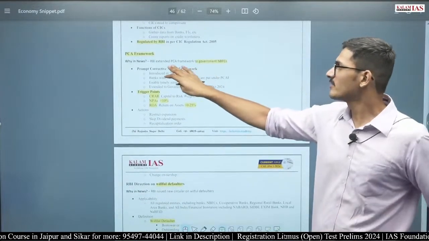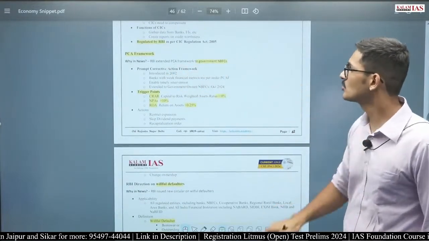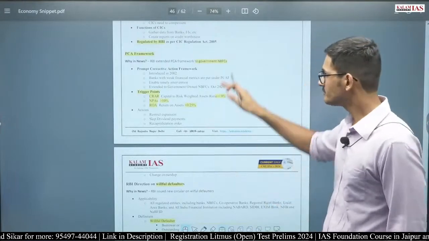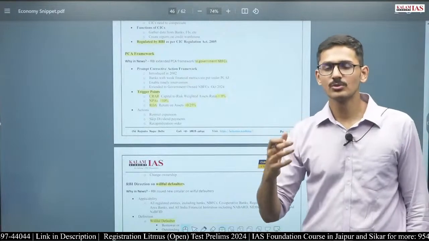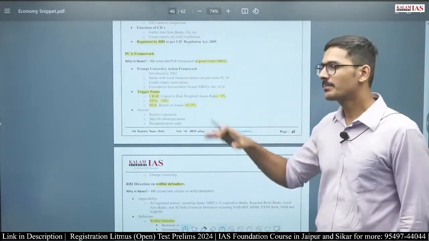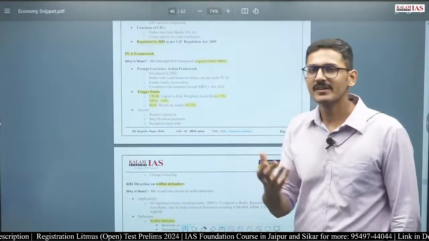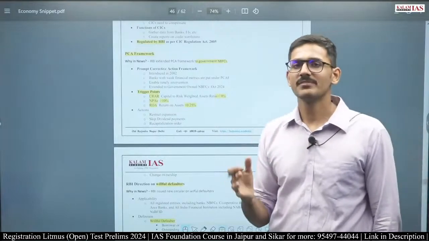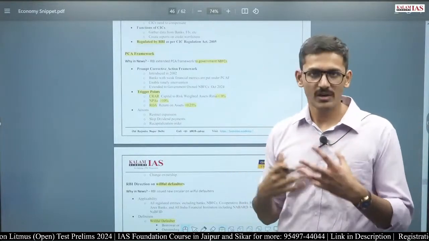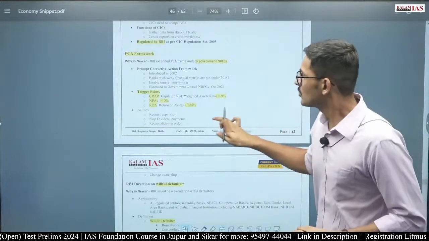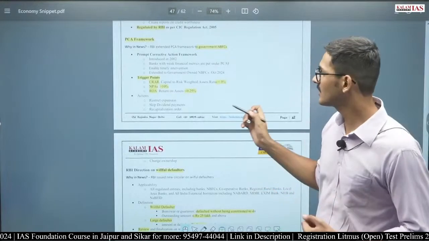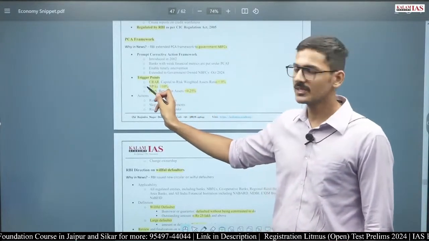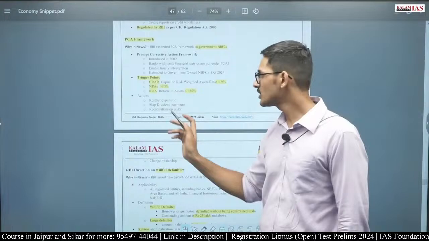Prompt corrective action framework: RBI extended the PCA framework to government NBFCs. The PCA framework was introduced in 2002, and it is a measure where banks with weak financial metrics will fall under the PCA framework, and the RBI will try to revive that particular bank. So what are the triggers for any bank to fall into the PCA framework? There are three triggers: capital to risk weighted asset ratio, non-performing asset ratio, and return on assets.